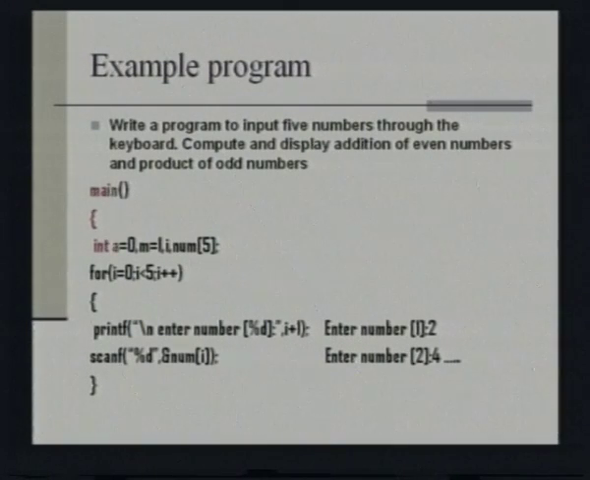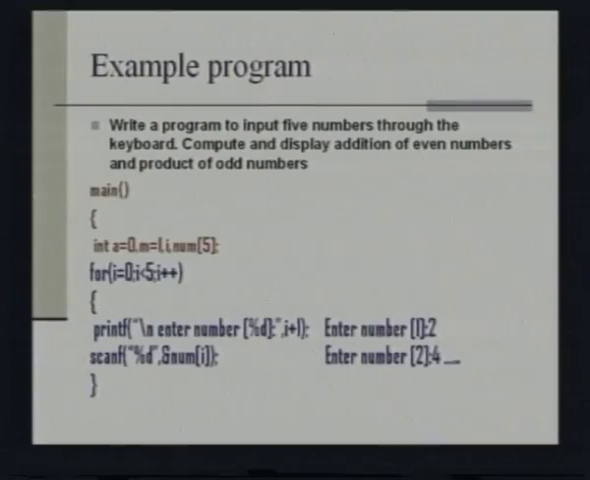Again the program starts with main and I am declaring integer variables a, m, i and num as an array. a I have initialized to 0, m I have initialized to 1, i is simply an integer variable with no value as such, and num is the name of the array, which is also of type integer and its maximum size is 5. So it can hold up to 5 variables of type integer.